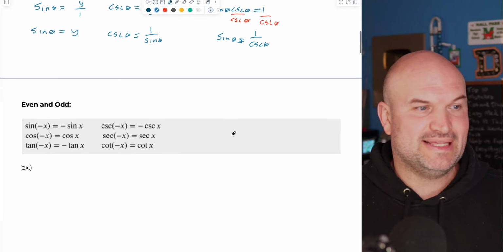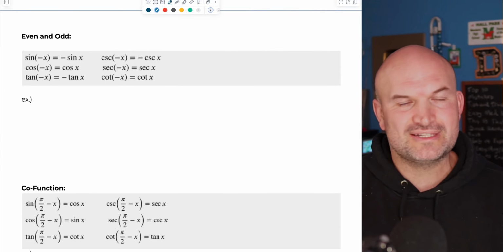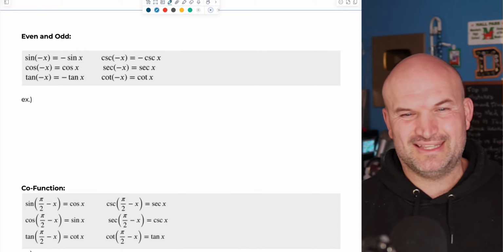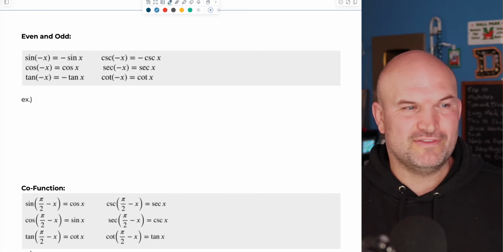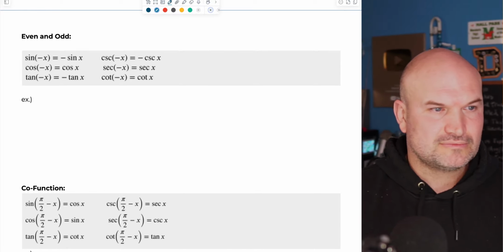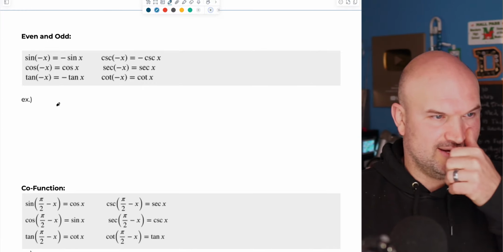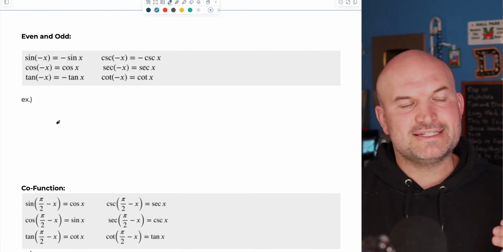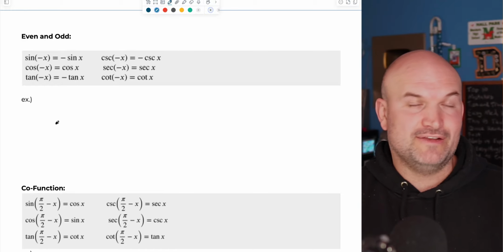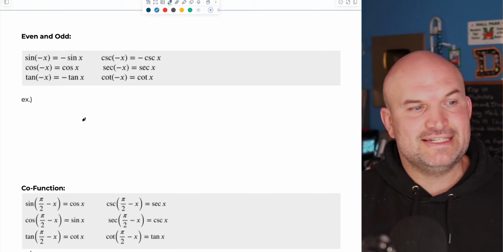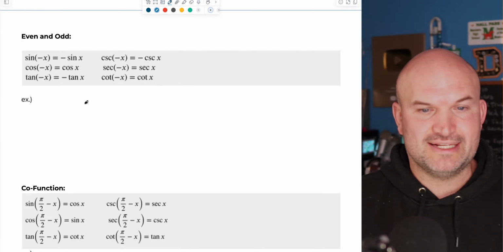Now, the next one is going to be even-odd identities. A lot of times students get these even-odd identities messed up. They forget, or they don't understand how they work. So I'm not going to go through all of them, but what I want to do is show you by looking at the graphs. If you can remember what the graphs look like, in my opinion, it's a lot easier to remember these identities.